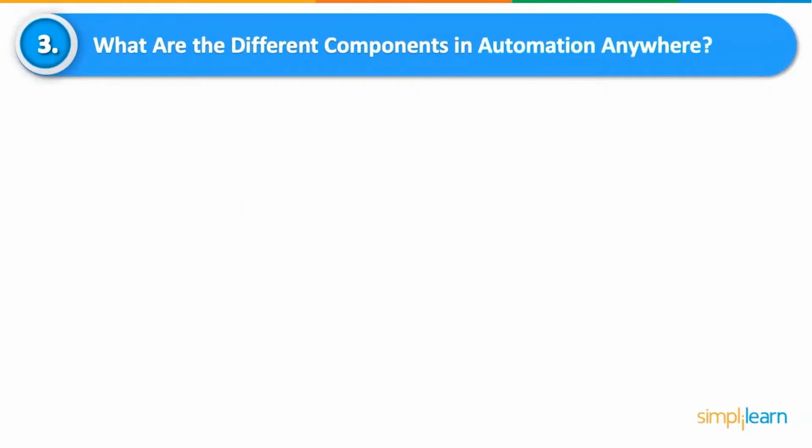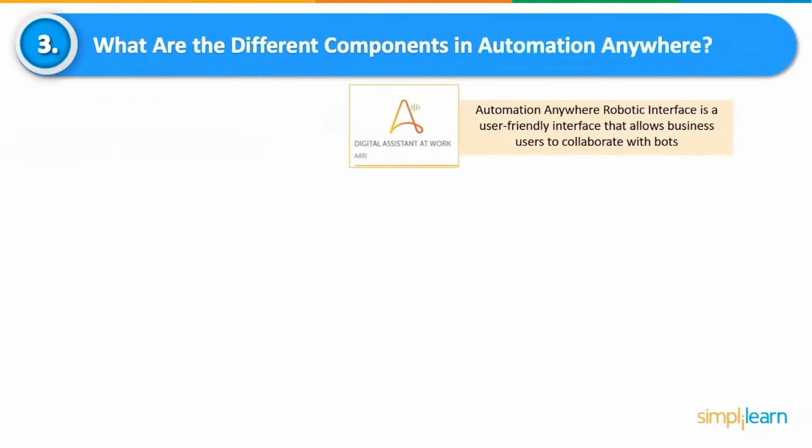What are the different components in Automation Anywhere? Automation Anywhere Robotic Interface (AARI) is a user-friendly interface that allows business users to collaborate with bots. AARI enables enterprises to unlock previously unavailable automation opportunities between humans and bots that RPA could not address.